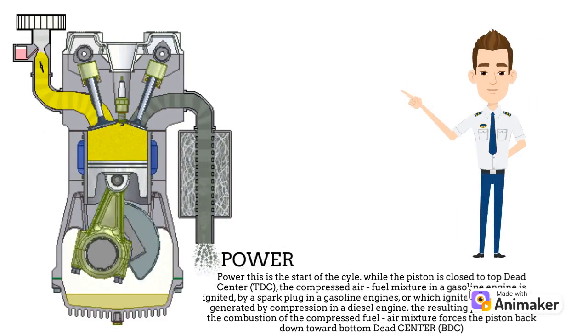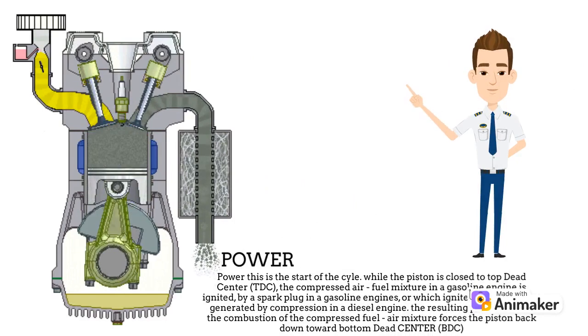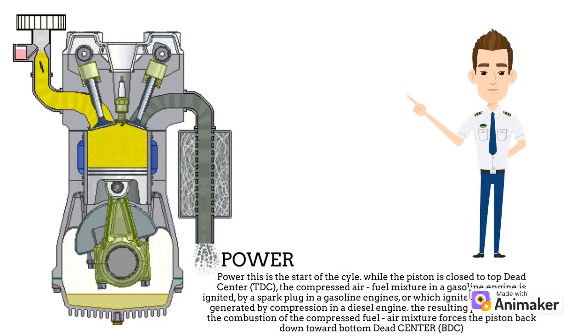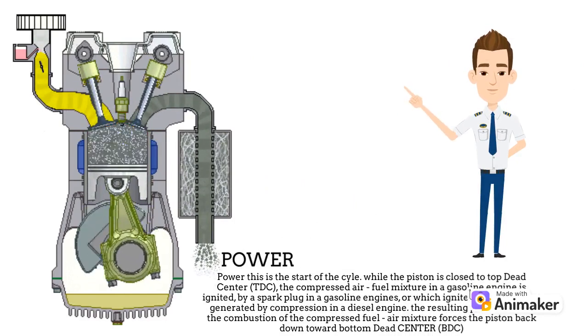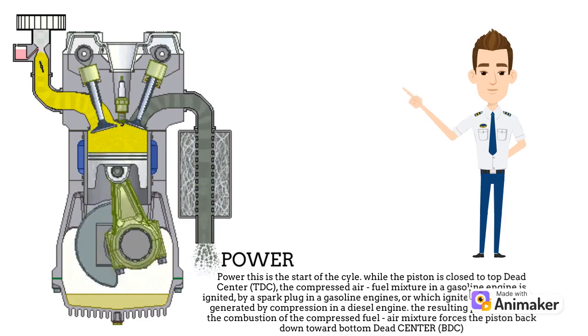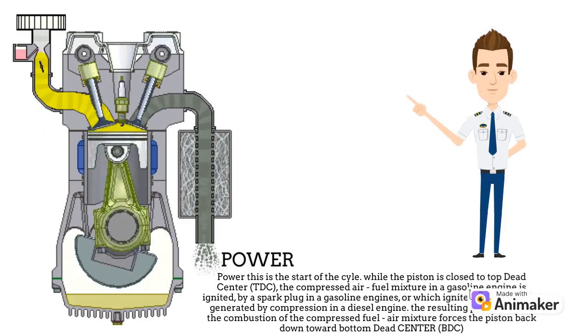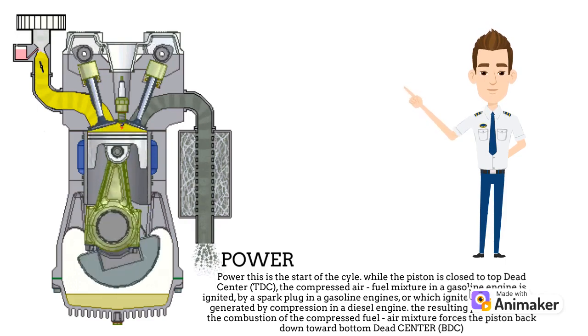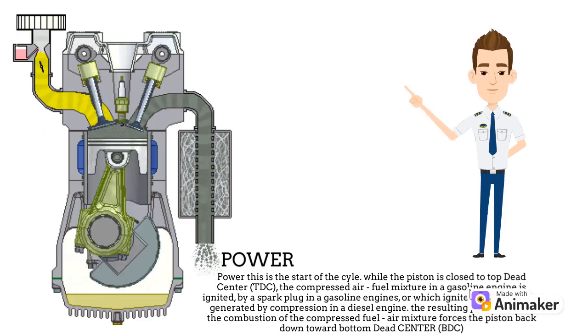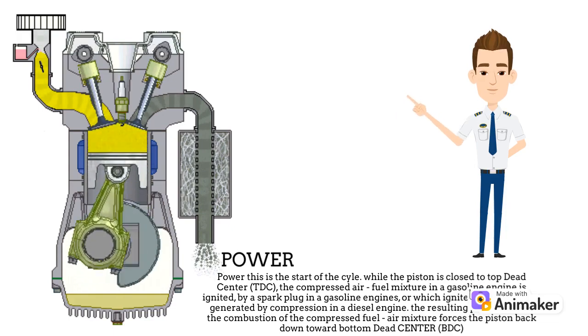Power. This is the start of the second revolution of the cycle. While the piston is close to top dead center, TDC, the compressed air-fuel mixture in a gasoline engine is ignited by a spark plug, or ignites due to the heat generated by compression in a diesel engine. The resulting pressure from the combustion of the compressed fuel-air mixture forces the piston back down toward bottom dead center, BDC.